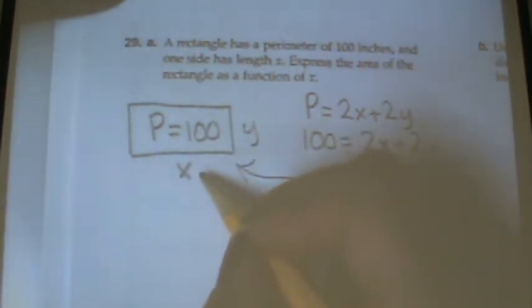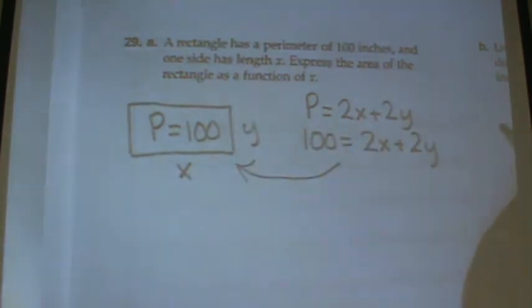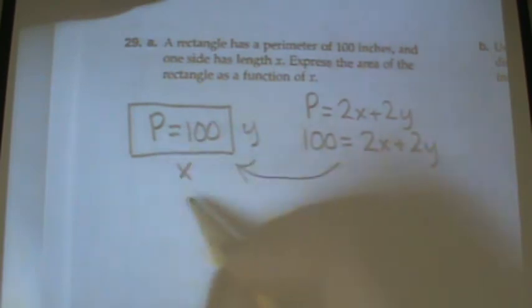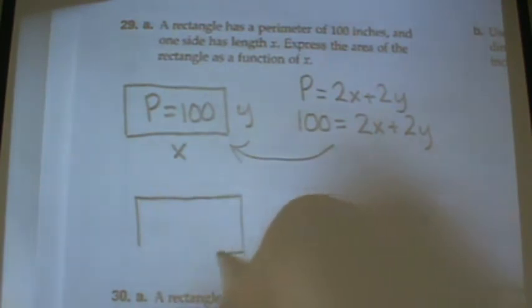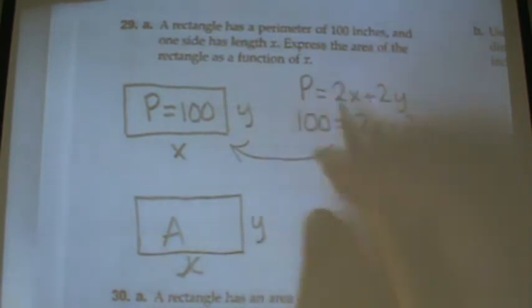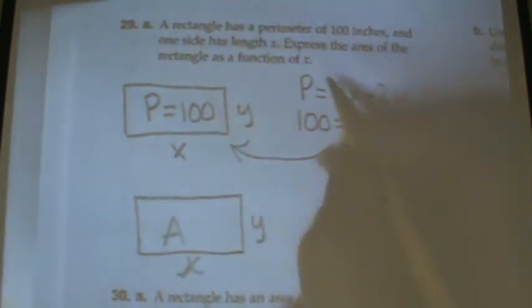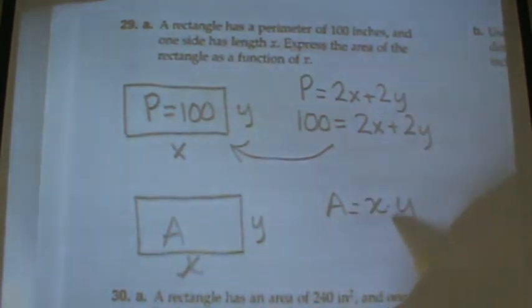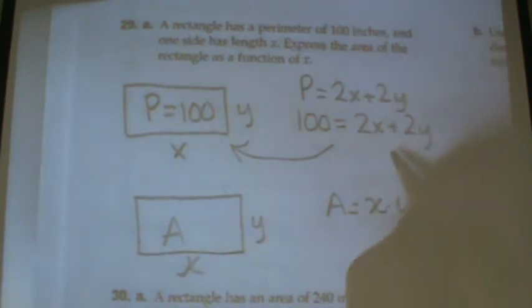If the perimeter of this rectangle is 100 and one side has length x, the other side is y, we're going to say. This is the formula for perimeter. But what's the formula for area? Area is equal to x times y, right? We don't know what the area of this is, but we want to express the area of this rectangle as a function of x. So what you're going to do is solve this equation for y.